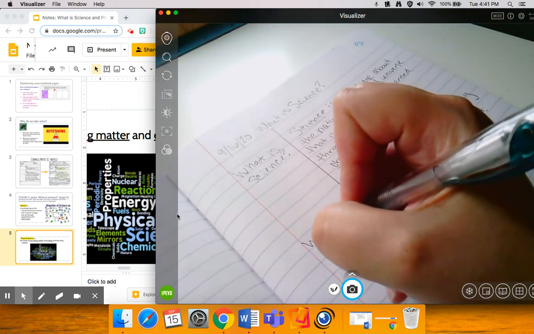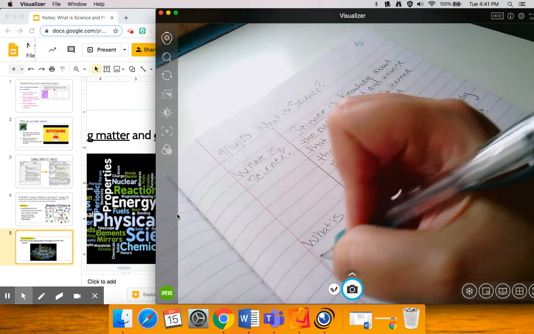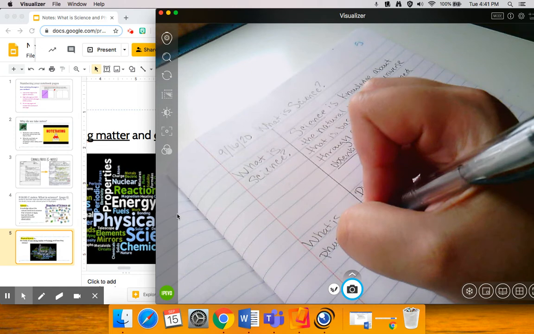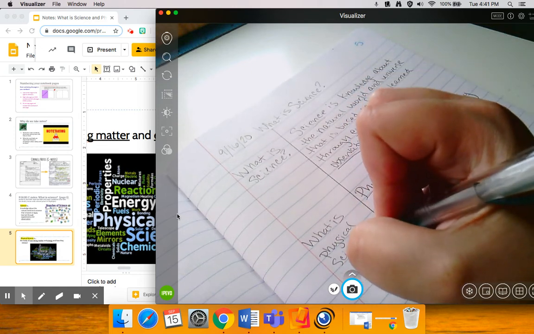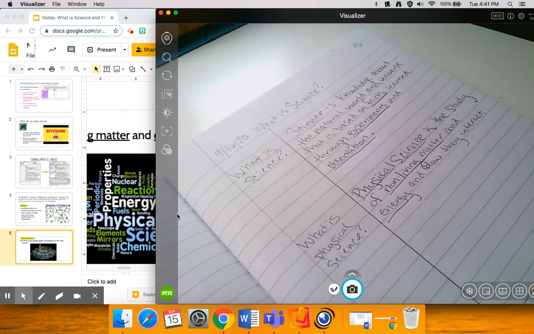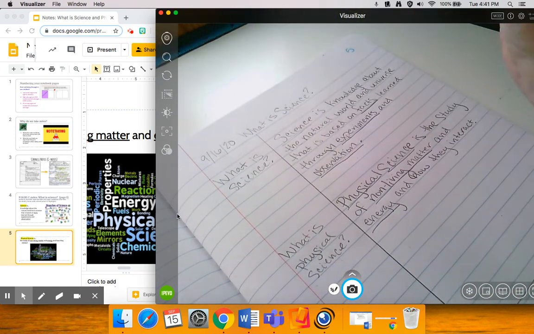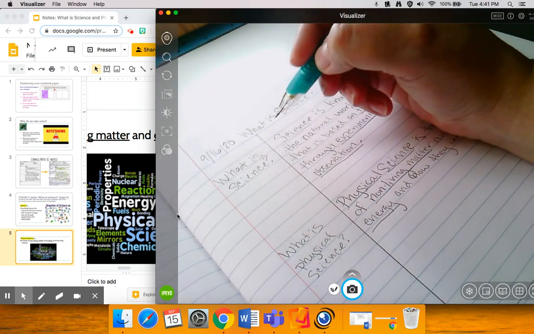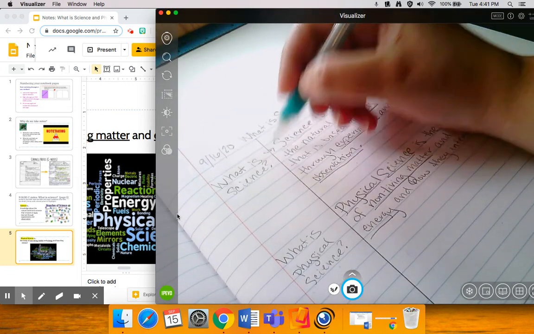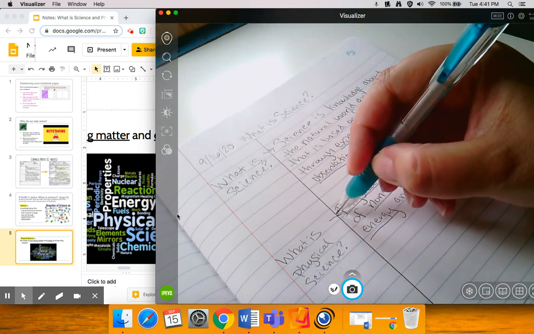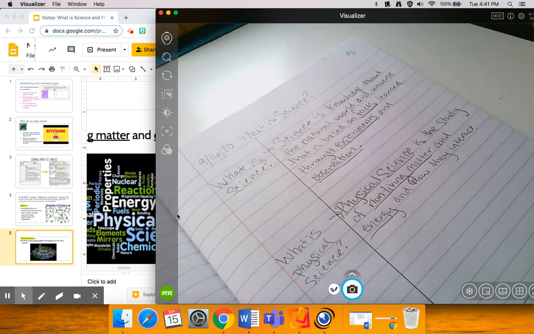What is physical science? Right, and sometimes if I have a lot of notes, I like to put arrows from my definition over to the information it goes with, just to make sure.